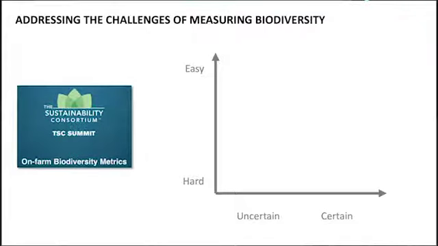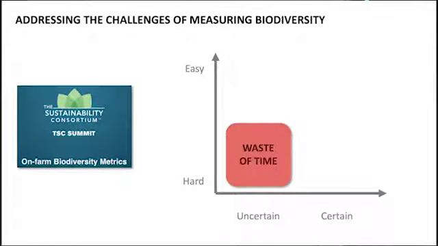So we came across this work through a conference organized by the Sustainability Consortium, which again involved a lot of these big multi-corporate organizations that were addressing the challenge of how do you measure biodiversity. So you've got two axes here, one about certainty and one about the ease of measuring biodiversity. So if you try and measure something that's really hard to measure and there's lots of uncertainty in terms of being able to measure change in there, you're basically wasting your time and your resources.